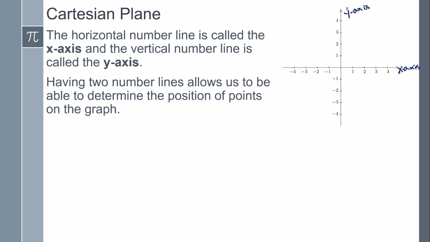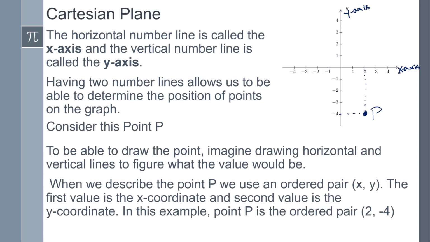Now, having two number lines allows us to determine the position of points on a graph. So let's consider point P. To be able to draw the point, imagine having to draw a horizontal and a vertical line to figure out what that value would be. So I had to travel some distance moving over to here and some distance down to get to that P. And so when we would describe the order, we're going to describe it as a pair x, comma, y. So it's the x value, comma, the y value. And in this example, that ordered pair is going to be 2, negative 4.